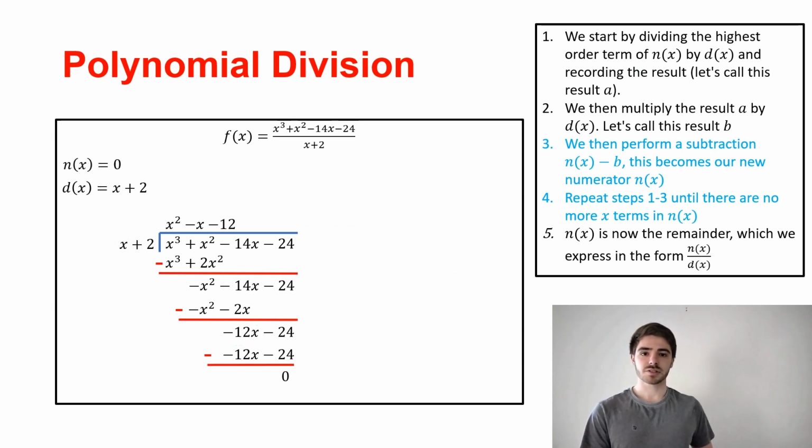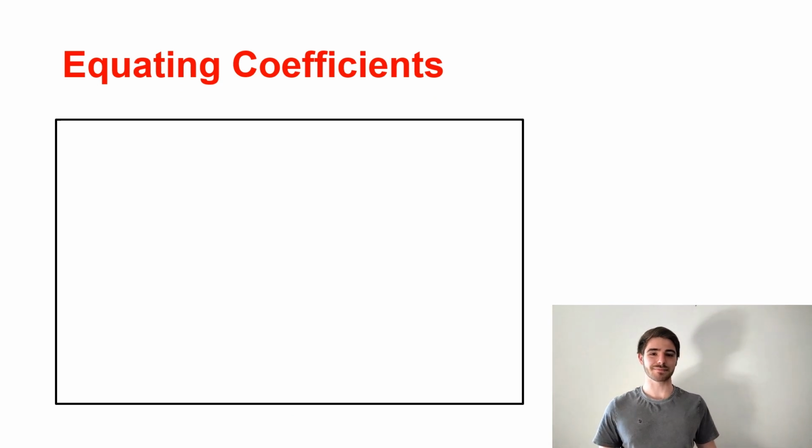We can now move on to the final step, which would be to express the remainder as a fraction. In this case, we have no remainder because the division was perfect. But if we did have a remainder, we would express it in the form n of x divided by d of x. So finally, if we go back to the start, we can actually express this entire polynomial as a simpler polynomial, x squared minus x minus 12. So that was a pretty lengthy process. Let's look at another way we can do this.